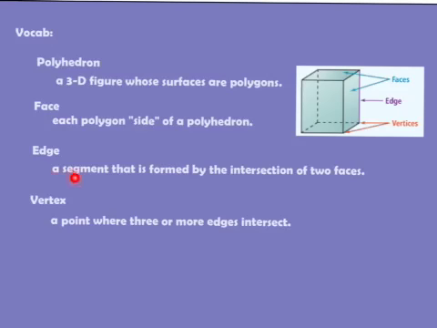An edge is a segment that is formed by the intersection of two faces. So along an edge here where two of our faces meet, that's an edge. And then a vertex is a point where three or more edges intersect. So like right here, right here, right here, right here. The corners of the box is a vertex.